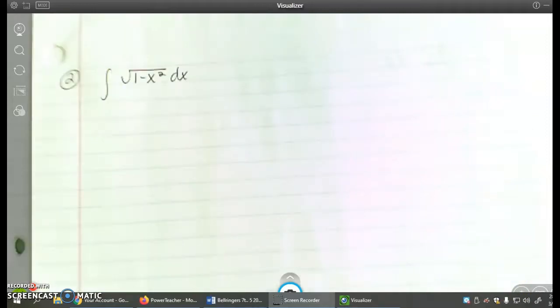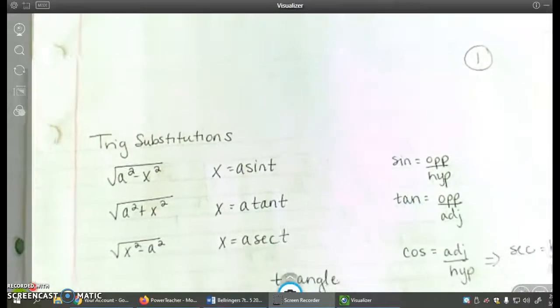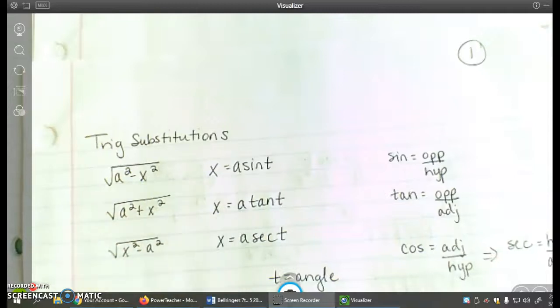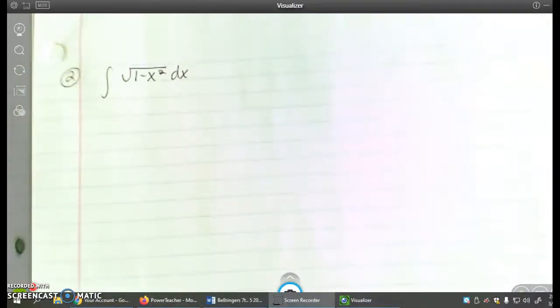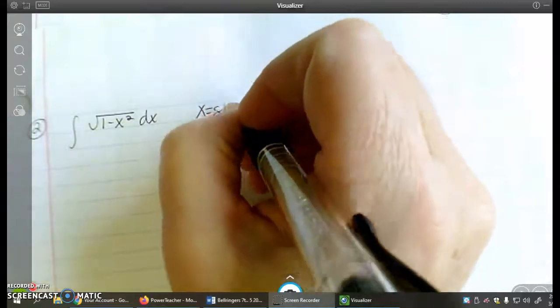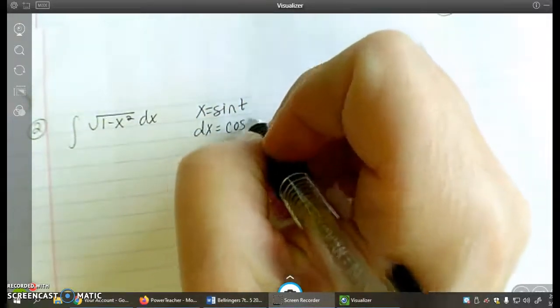Here's the second example that we're going to do. If I look at these trig substitutions, it says the square root of 1 minus x squared. So the one that looks the closest would be this first one. So that means that I'm going to let x be sine of t. A again here is just 1. So I know that x is going to be sine of t. That means that dx is going to be cosine of t dt.